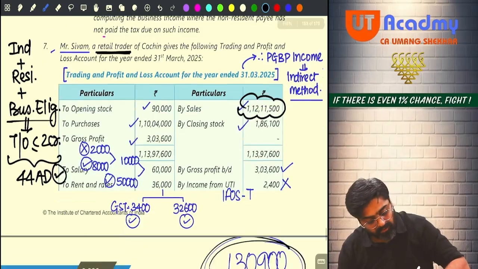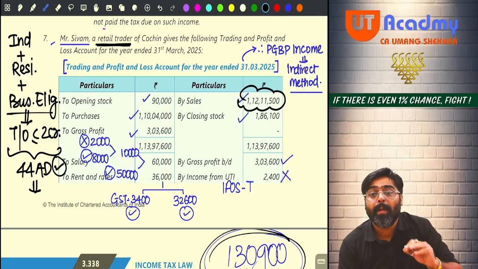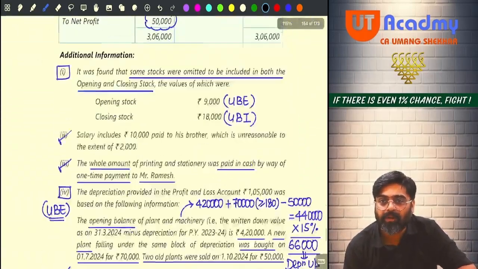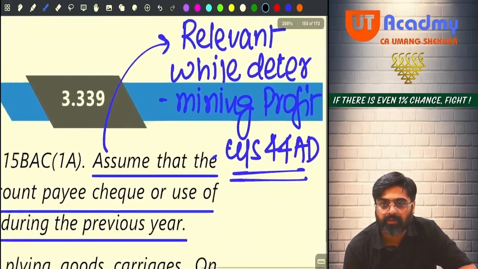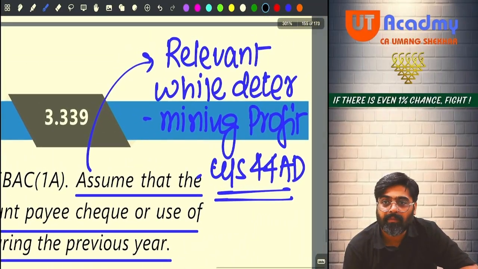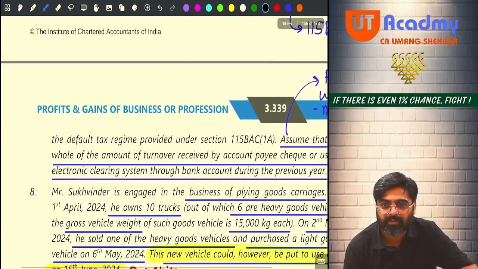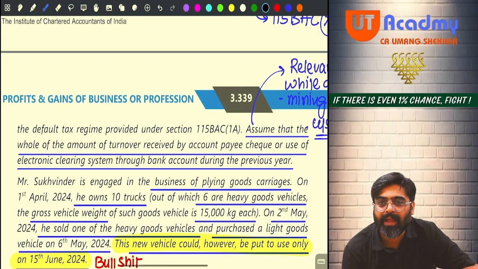Now if he follows 44AD, how much presumptive income he will have to show? Minimum 8% of his turnover. Yes or no? But wait, do you remember we marked something over here and I told you that this is relevant while determining profit under 44AD? Yes or no? Come to this. Now read this. Assume that the whole of the amount of turnover received by account payee cheque or use of ECS through bank account during the previous year itself.